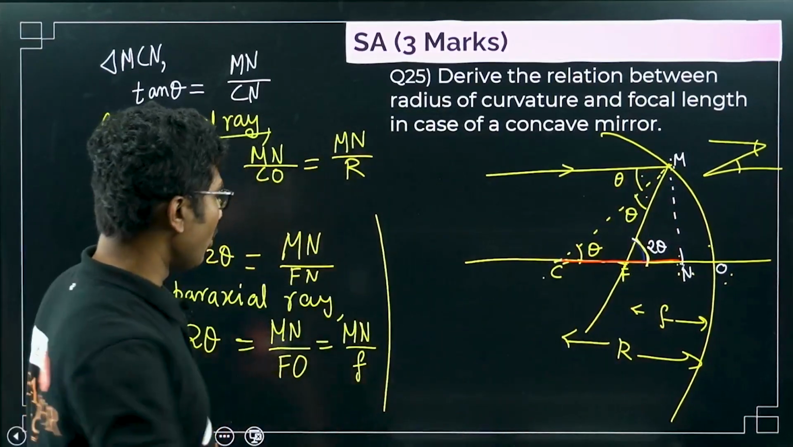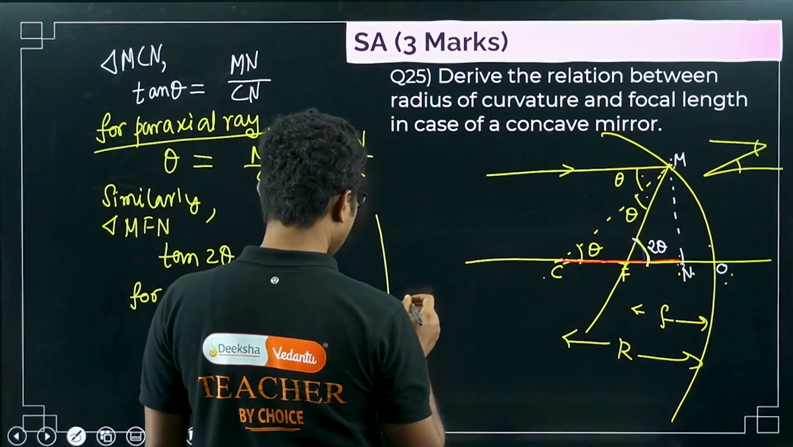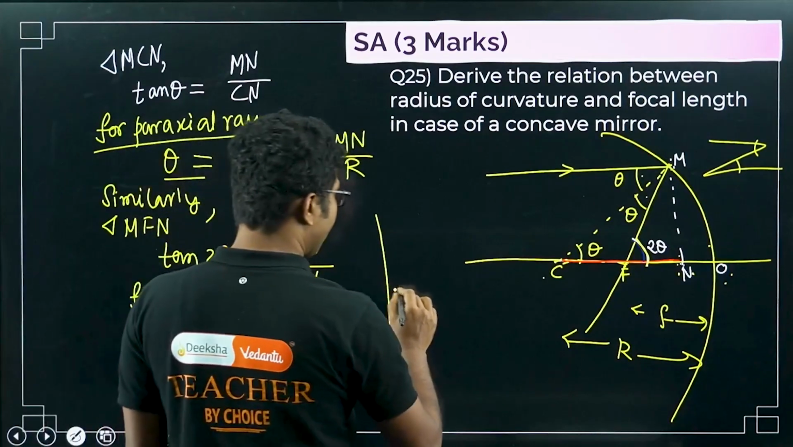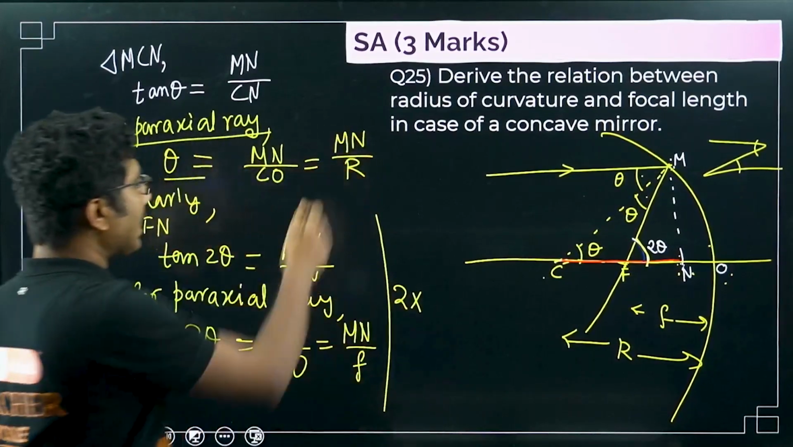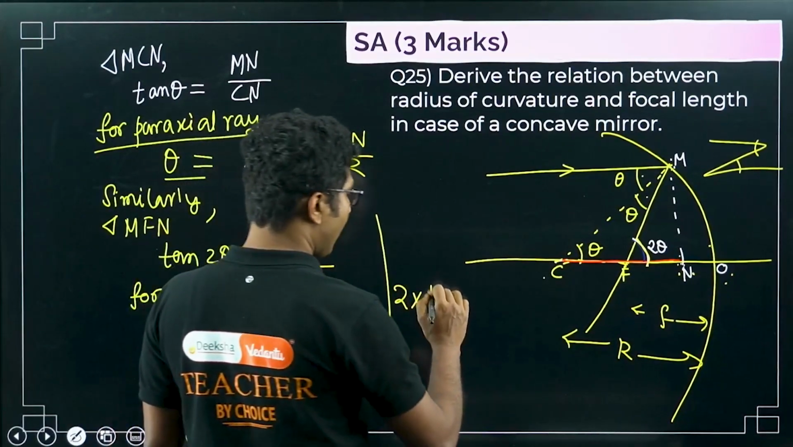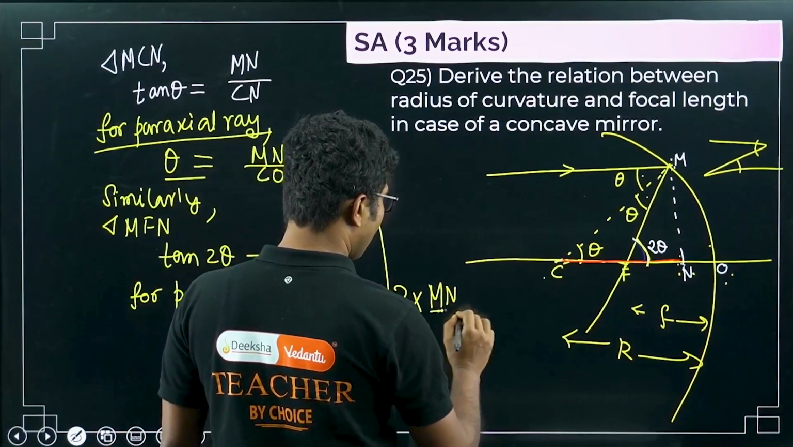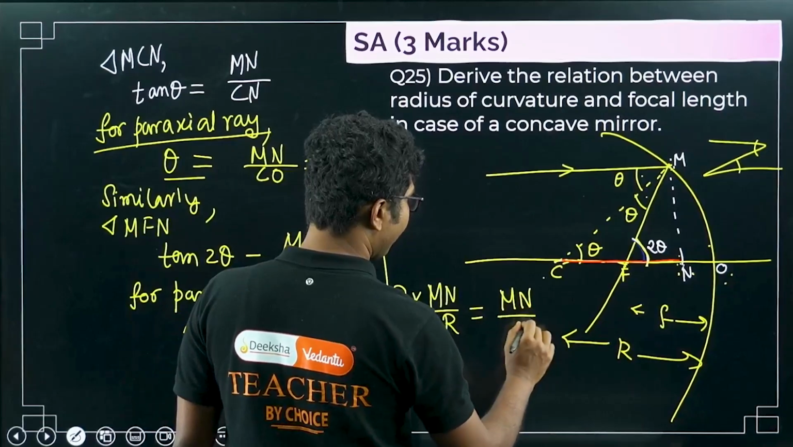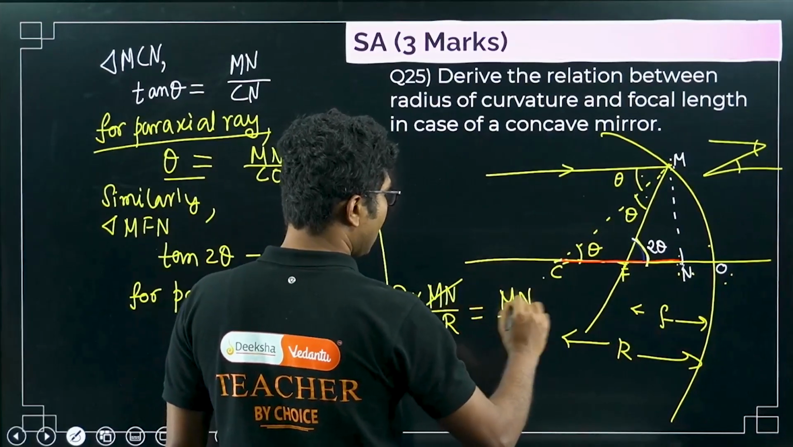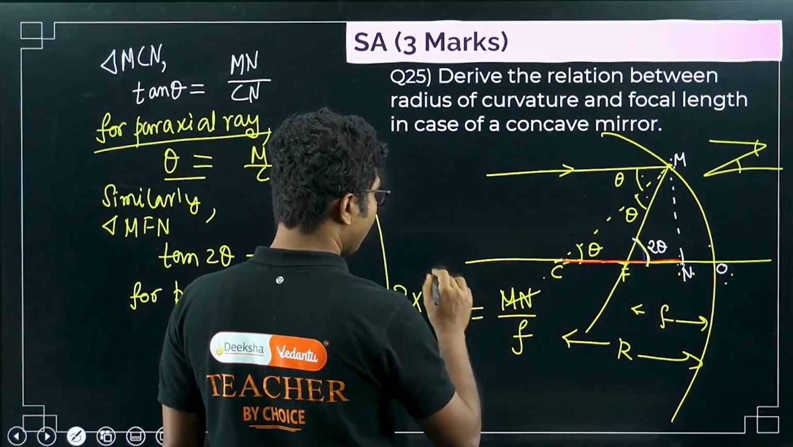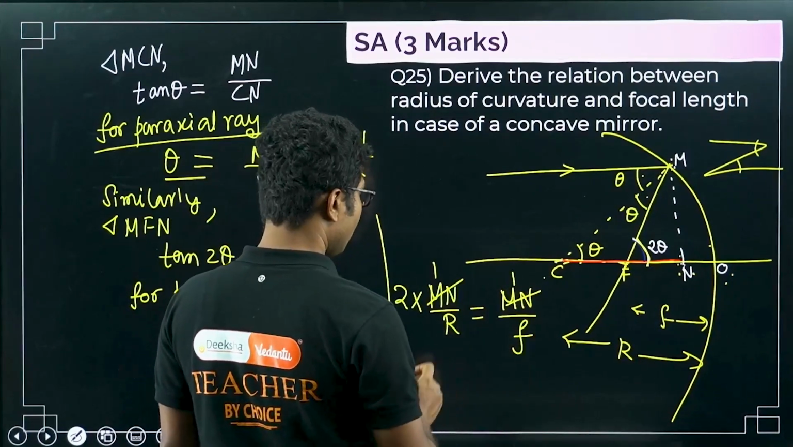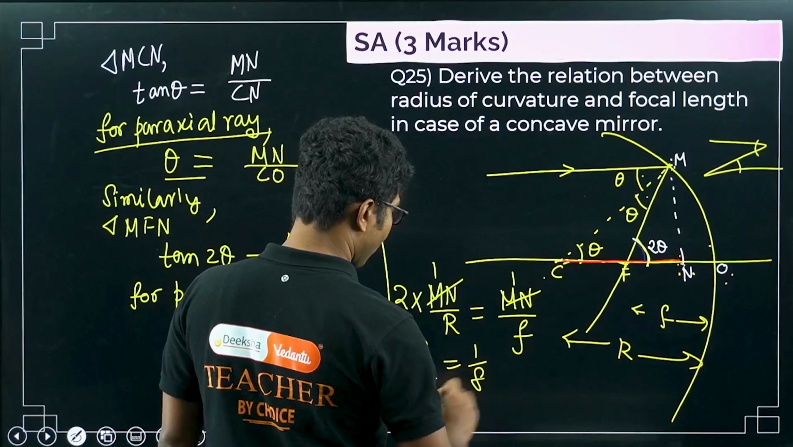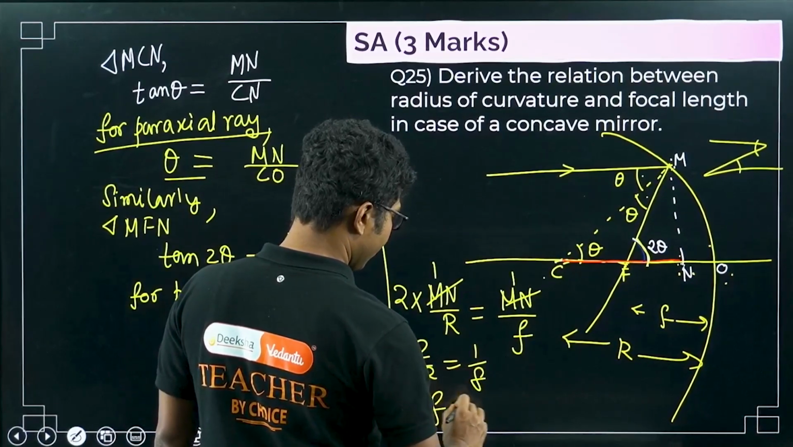This triangle is not at all required. Now if you put the value of theta from here in this equation, you can write 2 times theta was Mn by R. So Mn by R. In this side we have Mn by F. Now Mn is common and it is not 0, so Mn will cancel. So 2 by R equals to 1 by F, or F equals to R by 2.